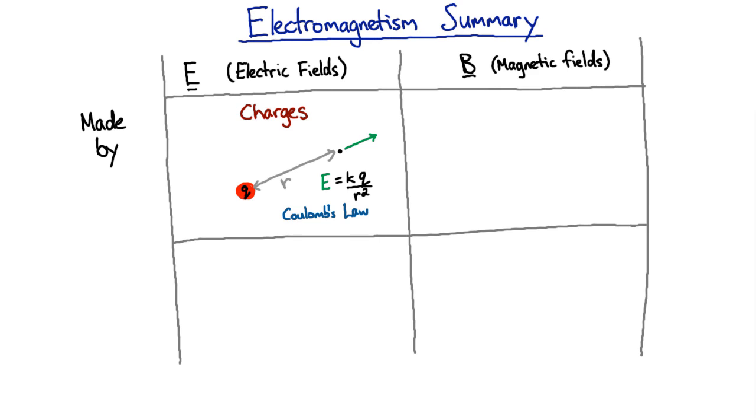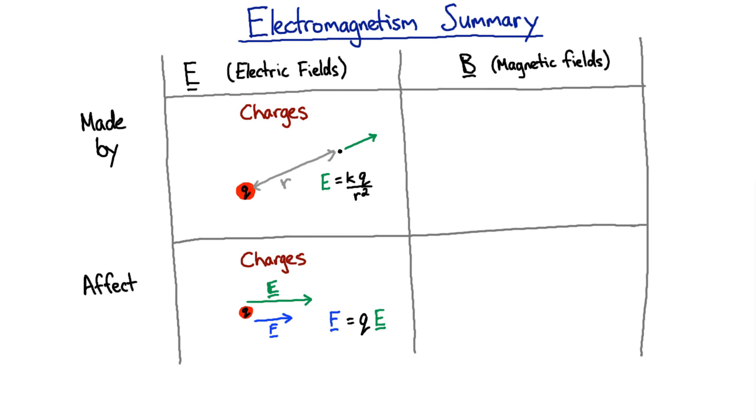What do they actually do? Well, electric fields affect charges. So again, if I have a charge, and this time it's in an electric field made by something else, and I put a bar under that symbol to denote that it's got direction as well, then there is a force on that charge. And the force is just proportional to the electric field and the charge.